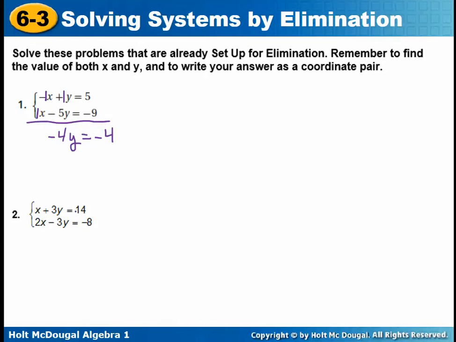All right, number 2, you can see that we have plus 3y and minus 3y. So when we add these together, your y term is going to eliminate, and you'll have 1x plus 2x, and then on the other side you'll have 14 plus negative 8, or 14 minus 8.